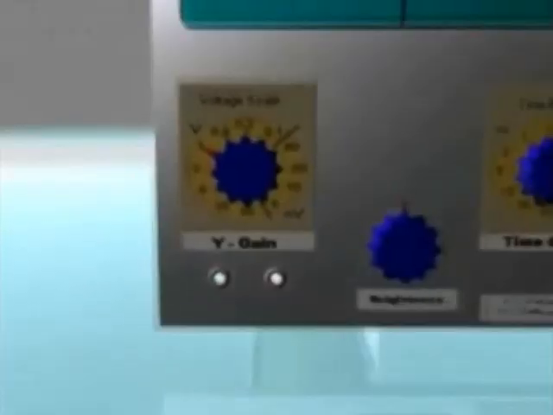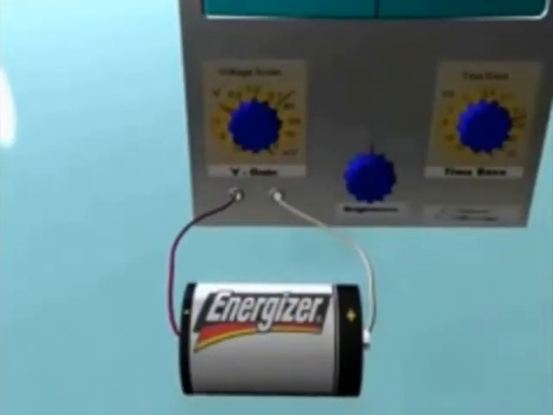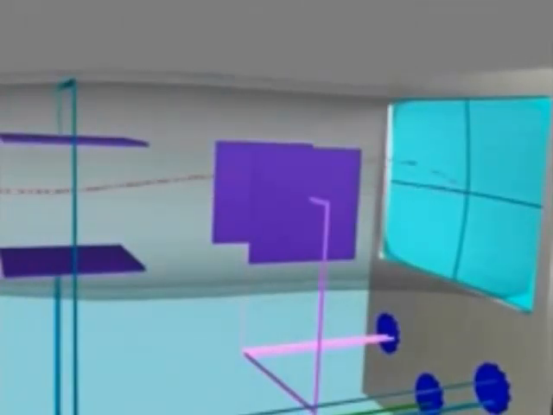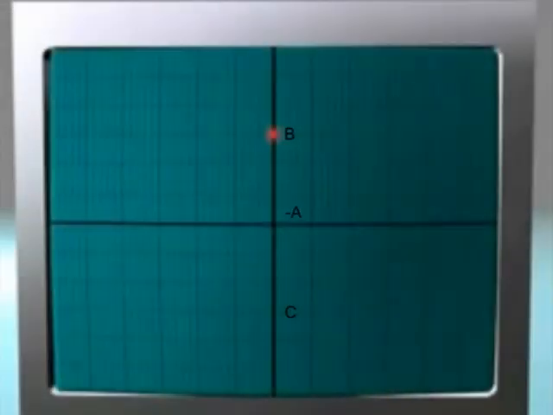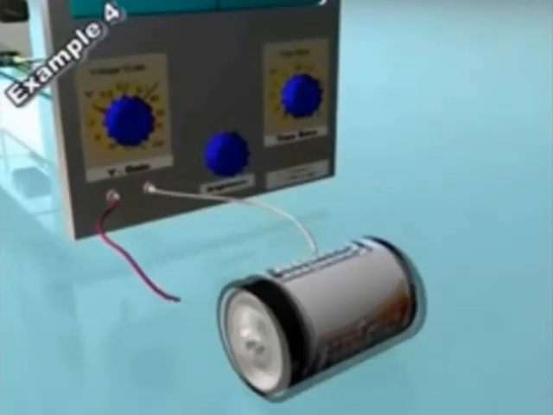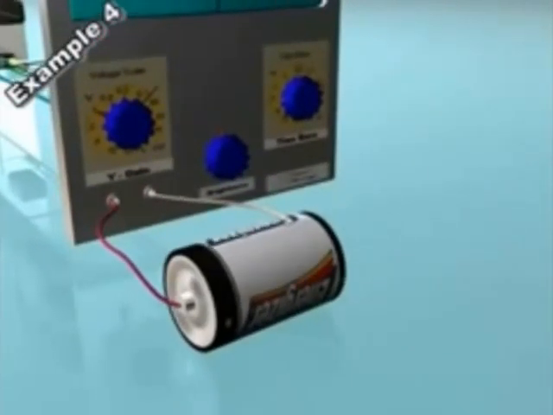When the switch is closed, the plates become charged and the beam is attracted towards the positive plate Y1. It is therefore deflected to hit the screen at B. If the polarity of the plates is reversed, the spot will shift to C through A.